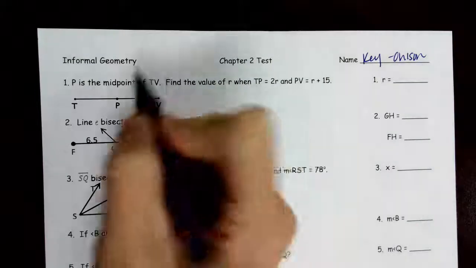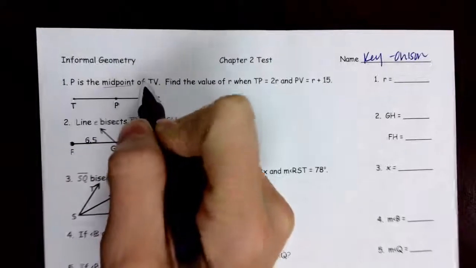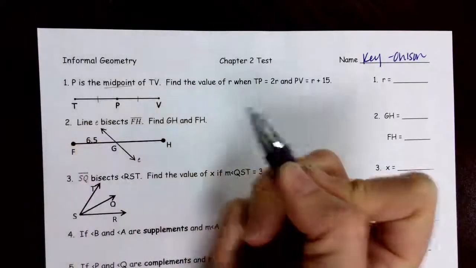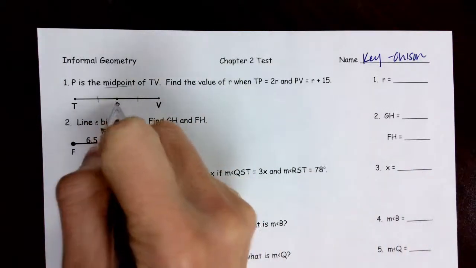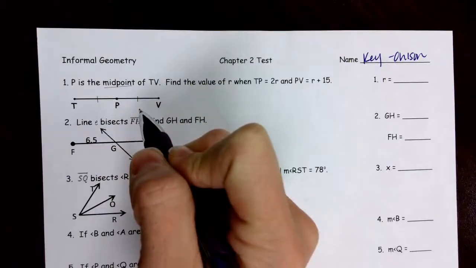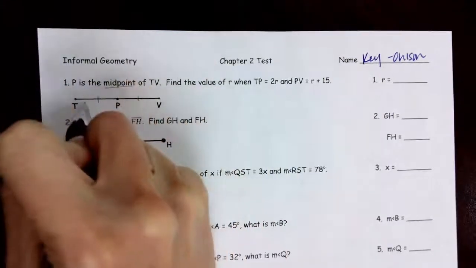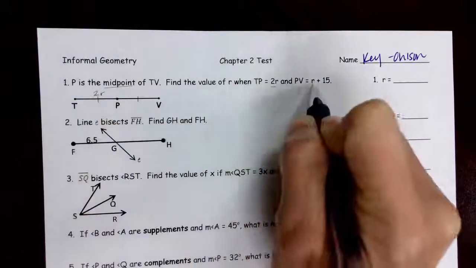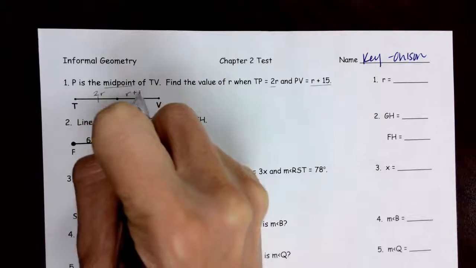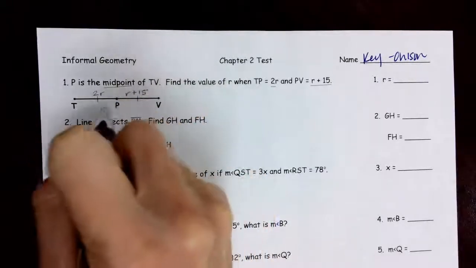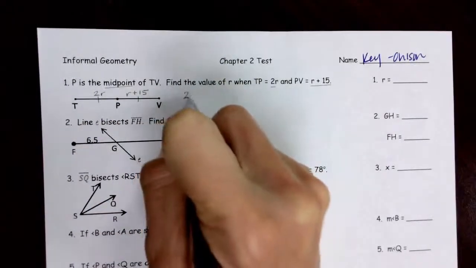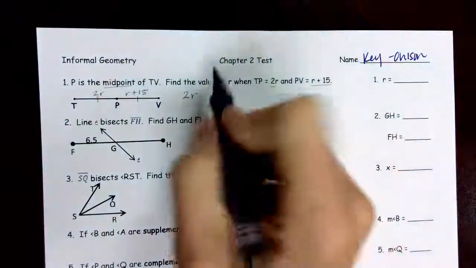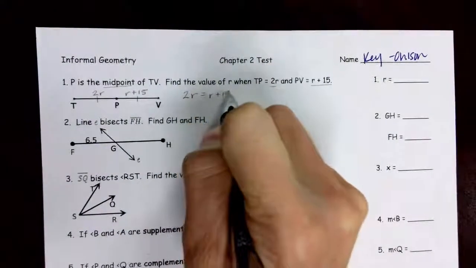So when they tell us that we have a midpoint, what we should be marking on our diagram is that these two segments, TP and PV, have to be congruent to each other because the point P is in the middle. To find the value of R, we should label our diagram. T to P is 2R, so I'm going to put 2R here. P to V is R plus 15, so I'm going to write R plus 15 here. Now, since we know that they are congruent, we're going to set them equal. So we say 2R is equal to R plus 15.